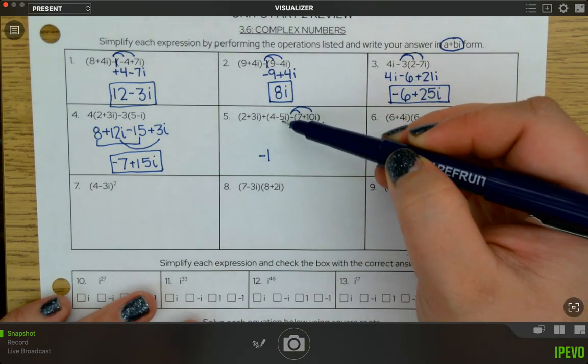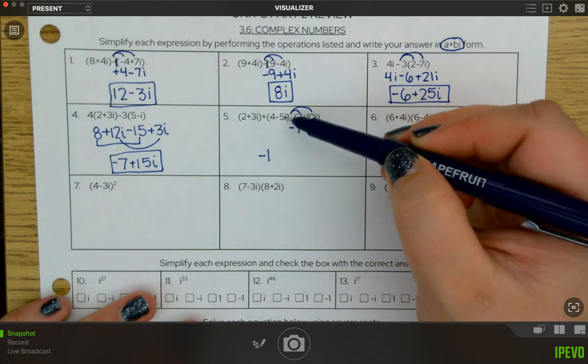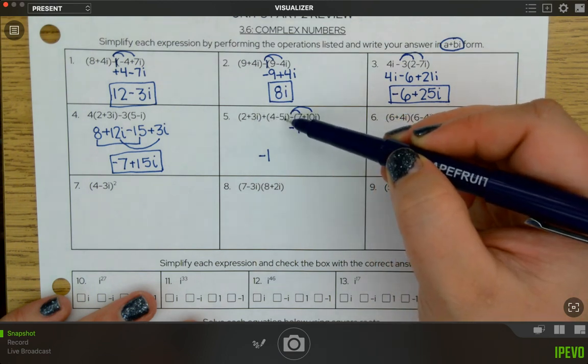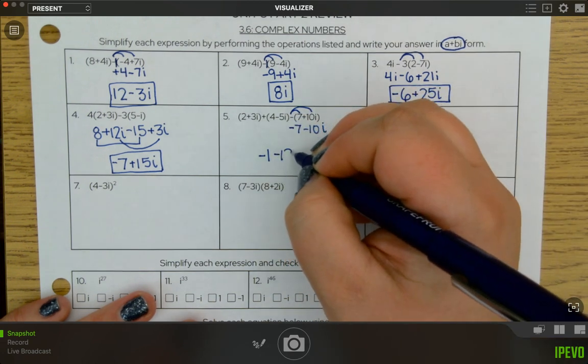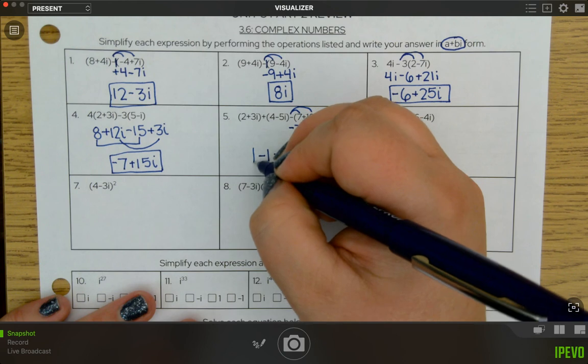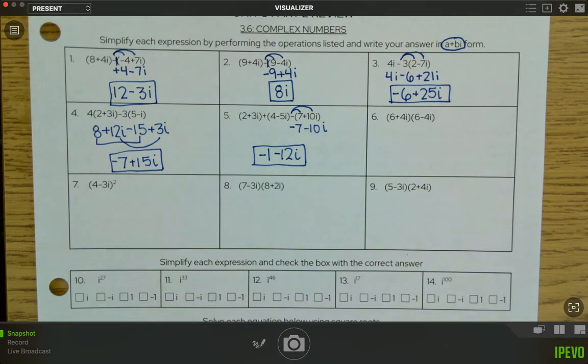3i plus -5i minus 10i. 3i minus 5i is -2i. -2i minus 10i is -12i. This problem, the hardest part about it is that it looks scary. It's not actually that difficult. In fact, look at how much work I showed on these. Not very much. You're fine.